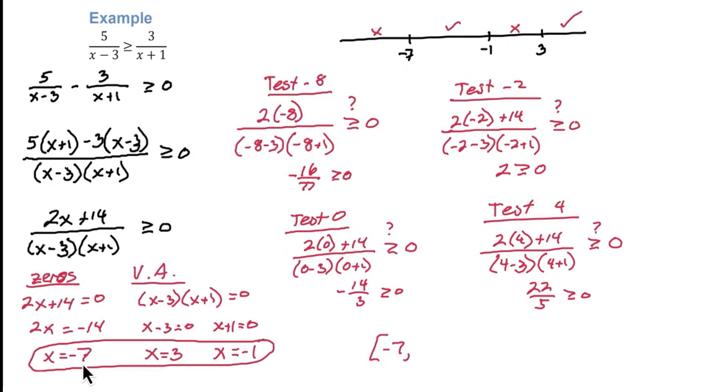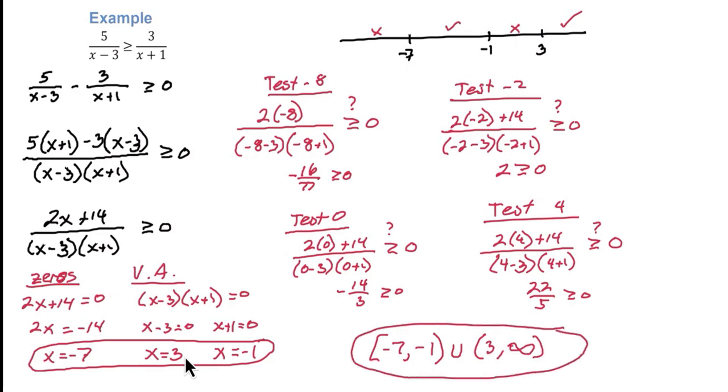We'll bracket that. And then going up to -1, -7 to -1, can we include the -1? Notice -1 is an asymptote. We can't include it. So -1 will get a parenthesis. Then we'll union that with 3 to infinity. Again, we have to ask ourselves, can we include the 3? We have equality, but 3 is a vertical asymptote, so it is a parenthesis. Then infinity always gets a parenthesis. And we have our solution set.